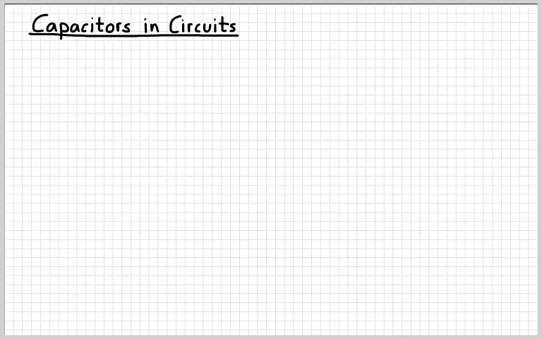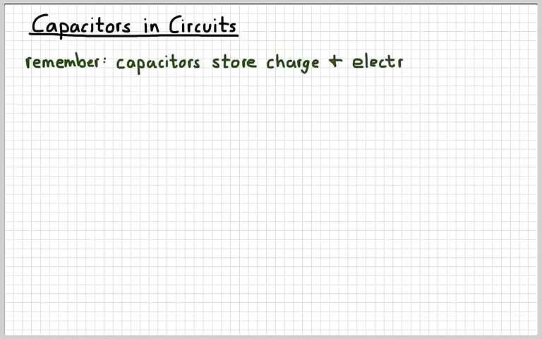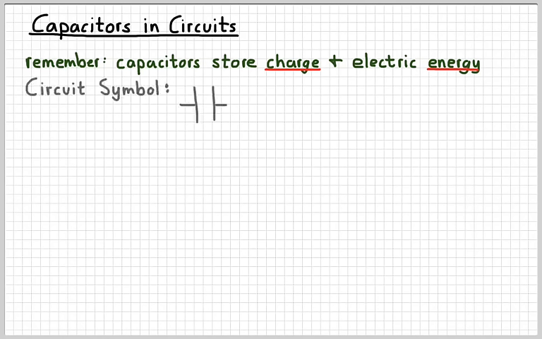The first thing we might want to do is remember what a capacitor is and what it does. Remember that capacitors are devices which store charge and therefore will store electric potential energy. Primarily we study parallel plate capacitors. And so it shouldn't be a surprise that the circuit symbol for a capacitor is just two parallel lines, both of which are the same size. Remember that differs from a battery, because a battery has one side longer than the other.